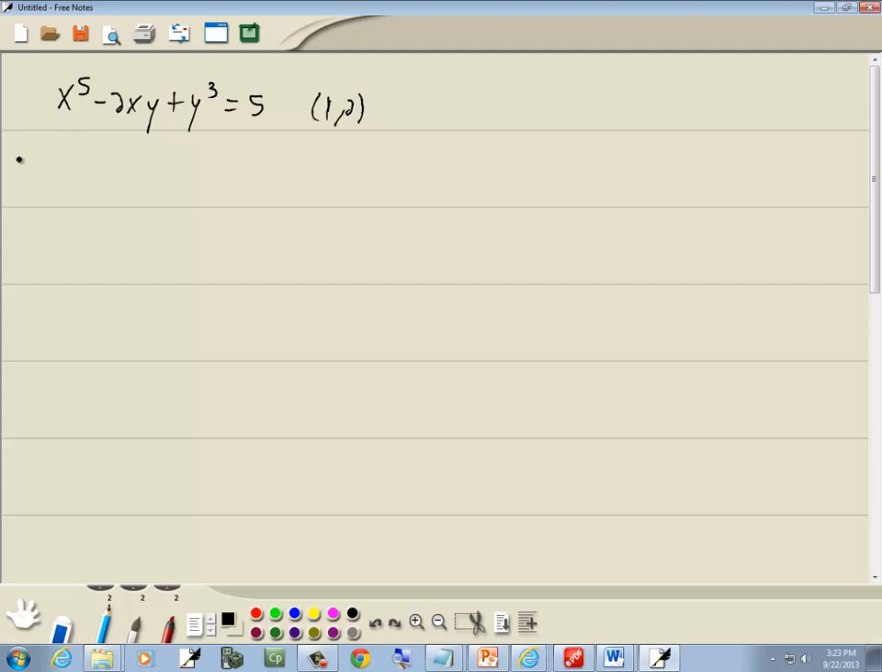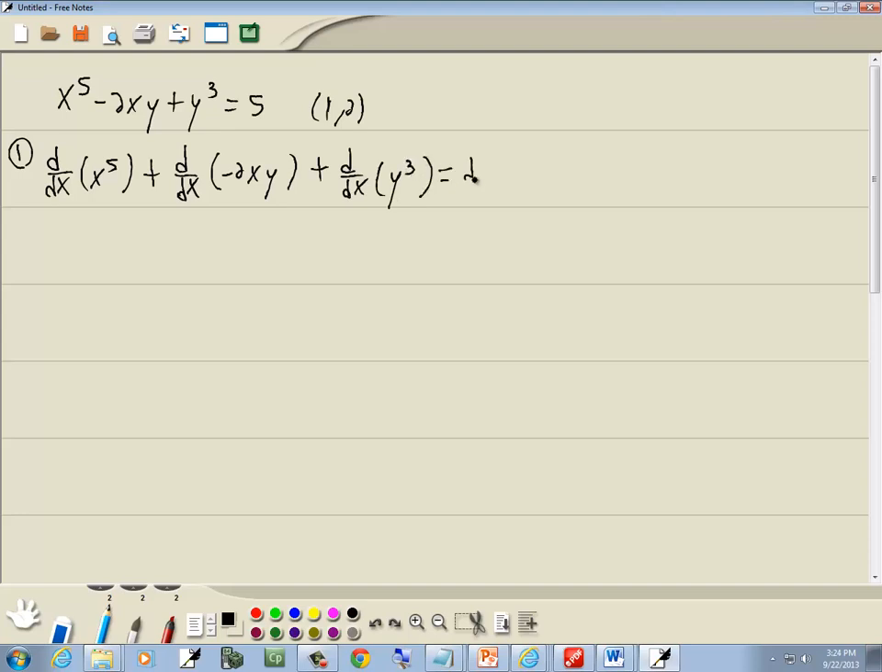The first step is to find the derivative. So we'll take the derivative of everything. I'll take the derivative of x to the fifth with respect to x. I'll take the derivative of negative 2xy with respect to x. I'll take the derivative of y to the third with respect to x. And I'll take the derivative of 5 with respect to x.